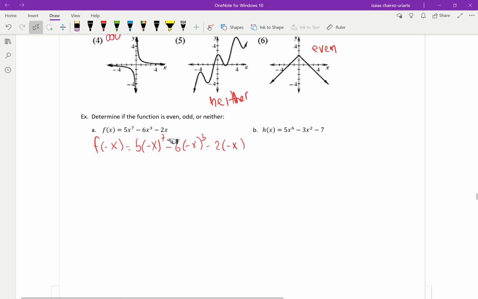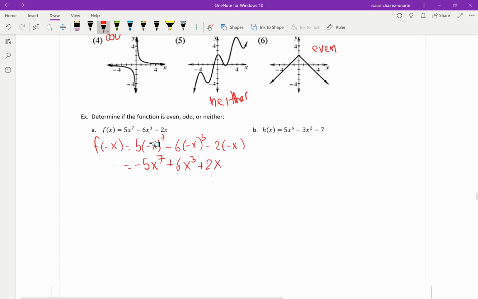So now I have to be careful with signs. A negative number raised to an odd power is going to be negative. A negative raised to an odd power is always negative, because imagine negative 1 times negative 1 times negative 1, well that's negative 1. A negative raised to an even power, that's when it becomes positive. So then this becomes negative 5x to the 7th. Now negative x to the 3rd is going to be negative x cubed, but then you multiply negative x cubed times negative 6, and that becomes positive. So plus 6x to the 3rd, and then plus 2x.